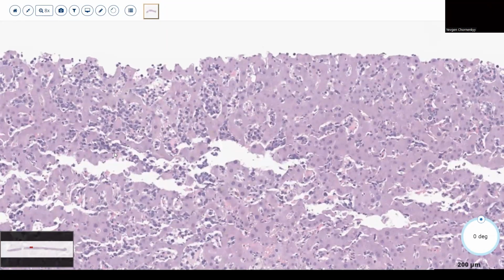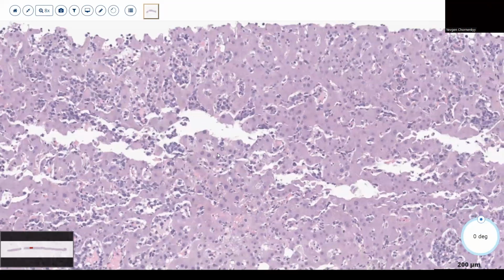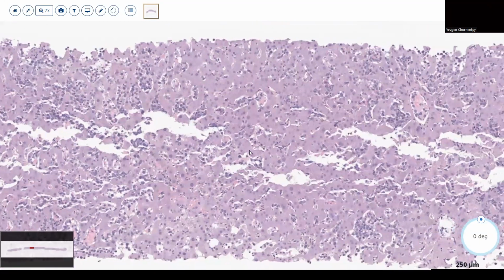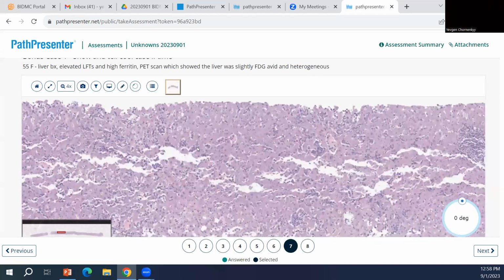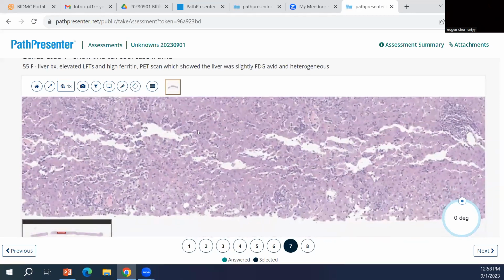Sinusoids are packed with something. Yeah. What do you think? Finally. Yeah. What do you guys think? Anyone? Okay. So yeah, this is sent to heme. This was like, okay, we saw it. Consult to heme.